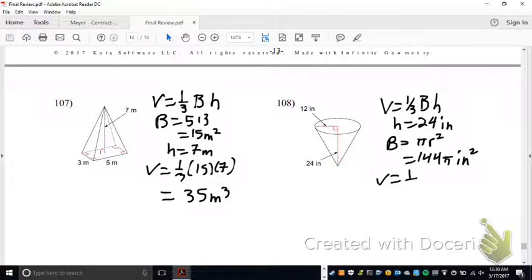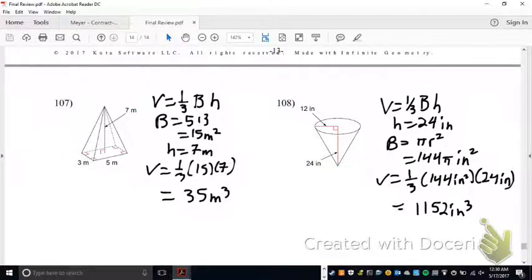So we're going to plug that back in. We get 1/3 area of the base, 144 pi inches squared, times the height, 24 inches, gives us 1072 pi inches cubed. I don't know what just happened. I'm going to go back really quick and run that in my calculator because I didn't even put pi in there. Not okay.